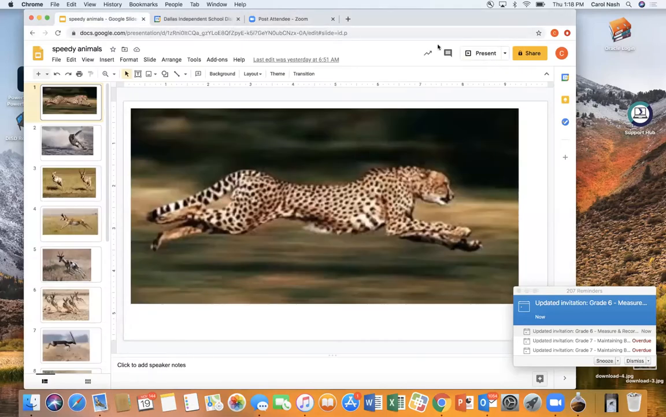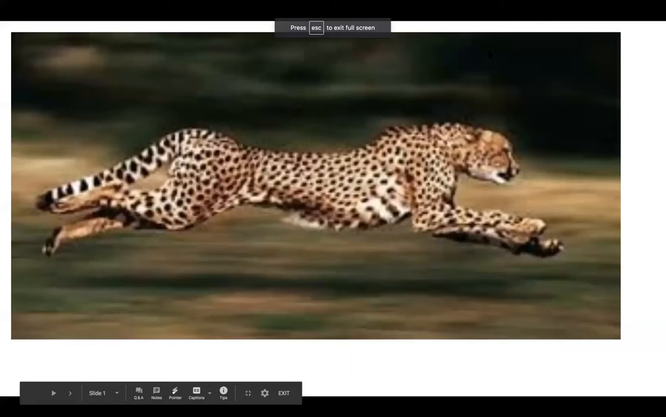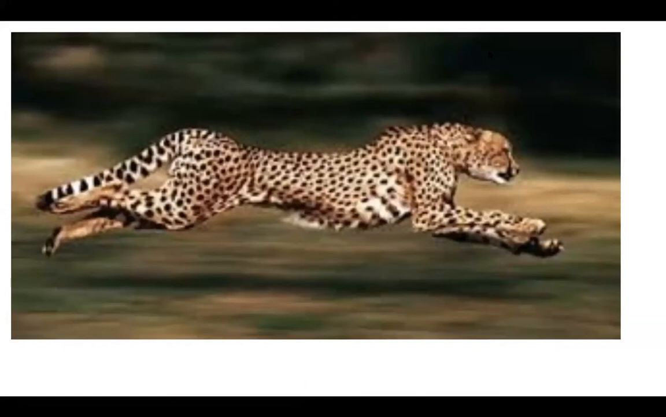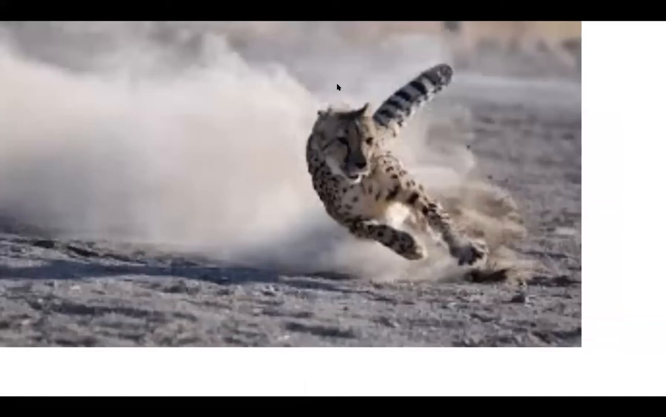So everyone agrees that the cheetah is the fastest land animal. There's a little disagreement on how fast they're actually going. Some people say 70, 60 seems a little bit more reasonable. Well, there we go. So they can turn really fast, okay. They've got that long tail, kind of helps them make that turn.